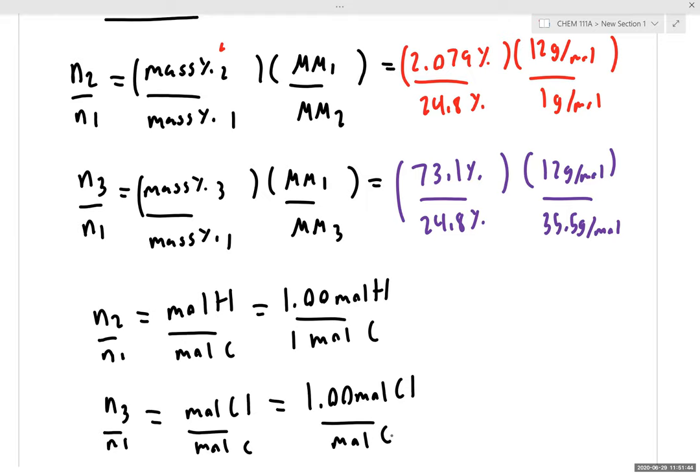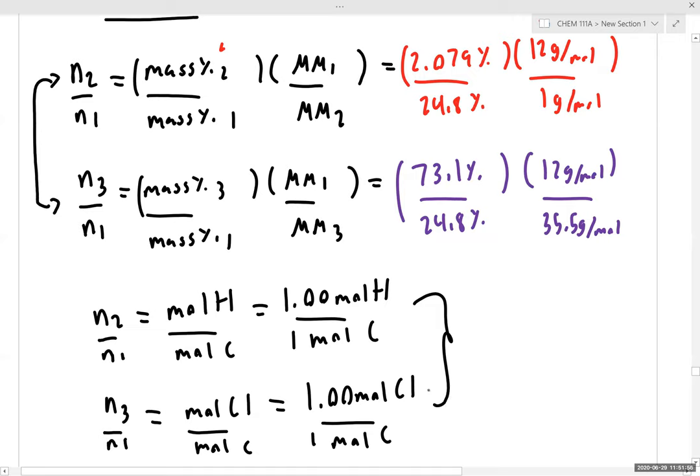Does everyone see how these formulas from our mass percent are giving us mole to mole ratios? Does everyone see very clearly how we got the mole to mole ratio? Does this make sense to everyone so far?